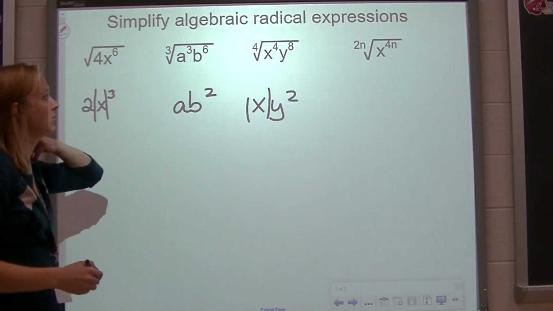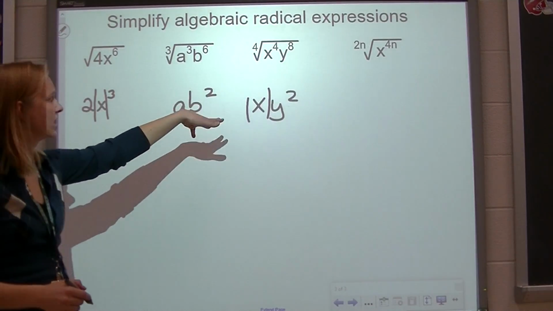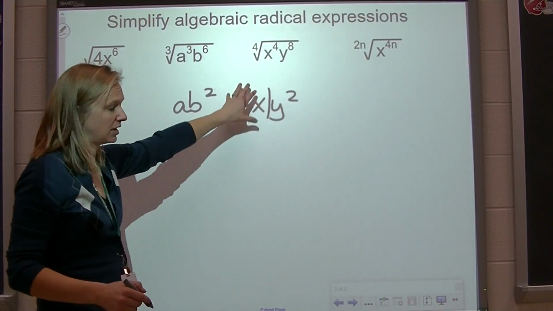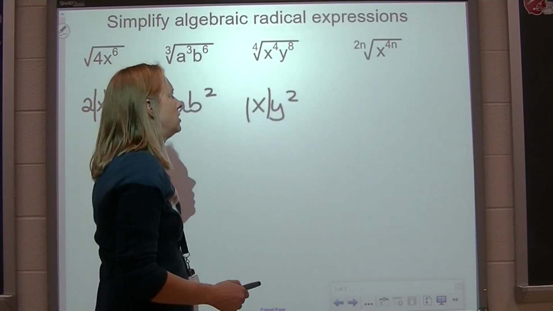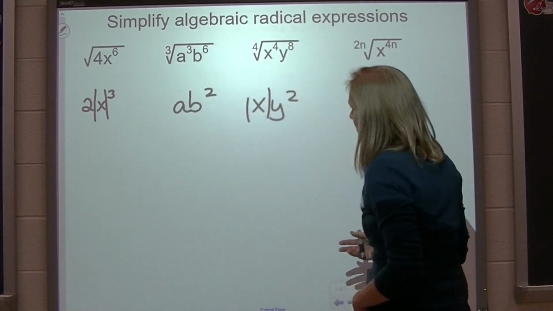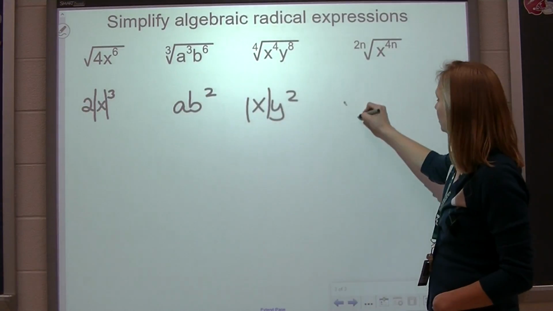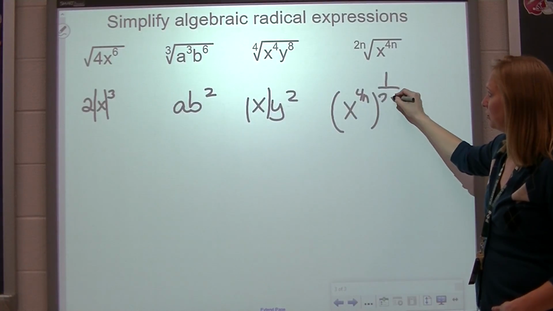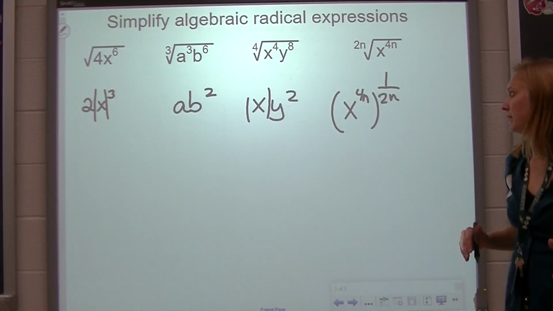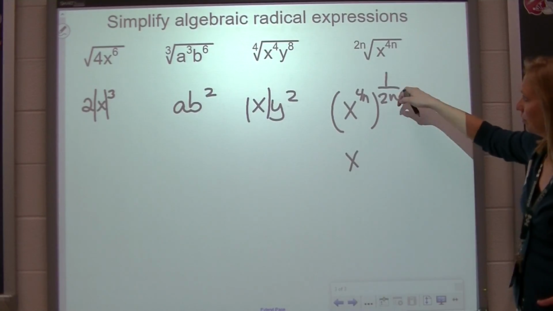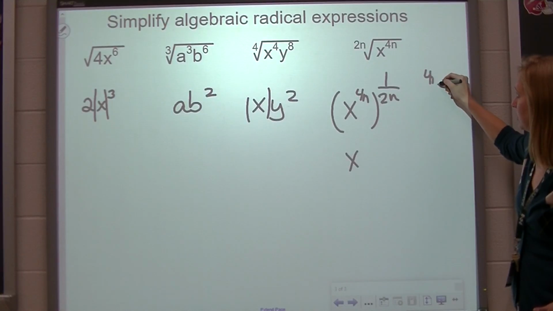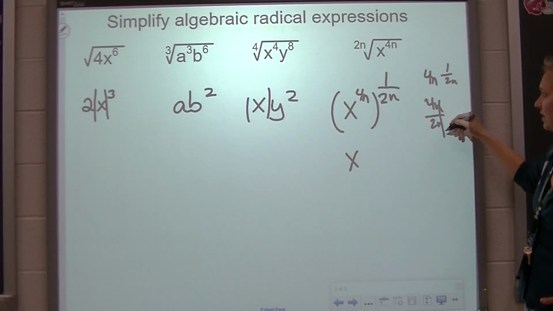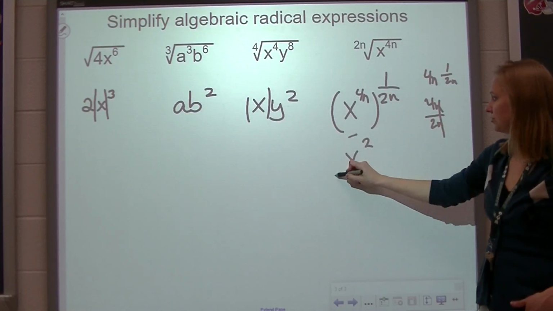This, you don't need absolute value because it's cubed, so it doesn't matter if your values are positive or negative. Here, x needs to be positive because we're taking it to the fourth power, so it has the absolute value of x, y squared. Now here, using rational exponents, if I have x to the 4n, and I need to raise it to 1 over 2n, and I multiply that, 4n times 1 over 2n is just 4n over 2n, which the n's cancel and 4 divided by 2 is 2, so it's just x squared.